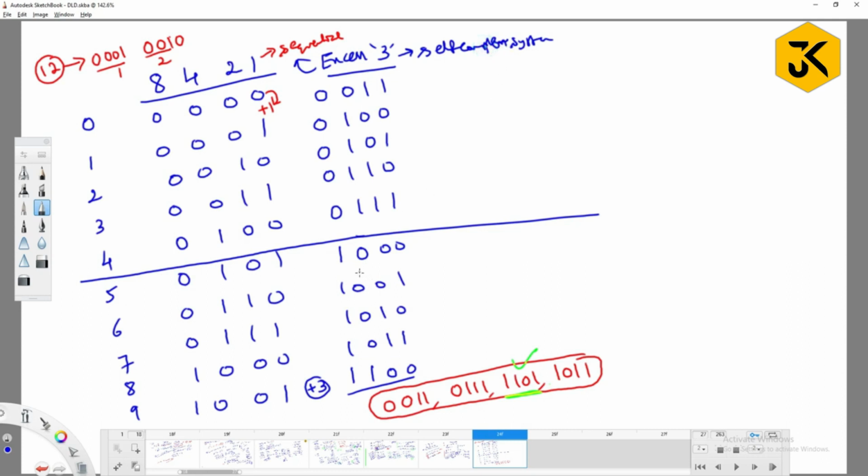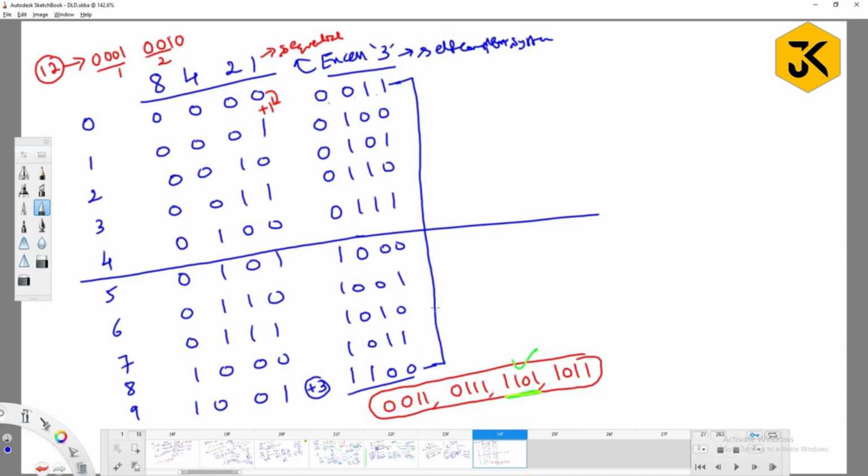Self-complementary system. What is the meaning of self-complementary system? It means if you take 0 and 9, observe 0 and 9, they are complements of each other, ones complement of each other. 0011, if I take the ones complement, what do you get? 1100, right? That's the reason I can call them complements of each other.